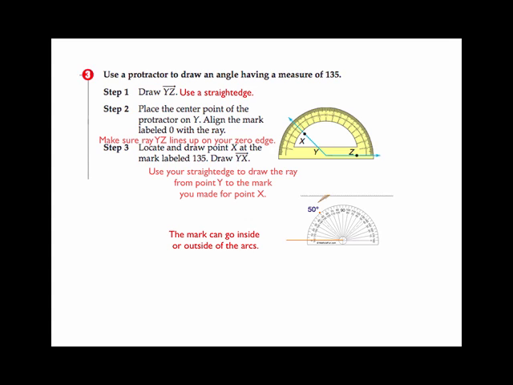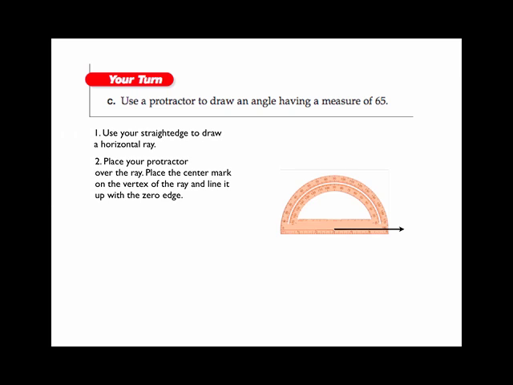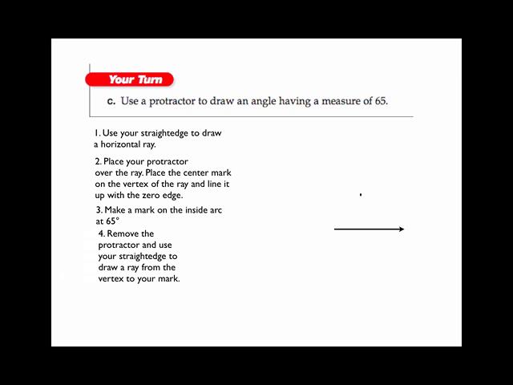Depending on the type of protractor you're using, the mark can go inside the protractor in the inner arc, or you can put your mark outside of the protractor on the outer angle. Try this one. Use a protractor to draw an angle of measure 65. Again, use your straight edge to draw the horizontal ray. Place your protractor over the ray. Line it up on the zero edge. Make the mark on the inside at 65. Remove your protractor and use your straight edge to draw a ray from the vertex to your mark.